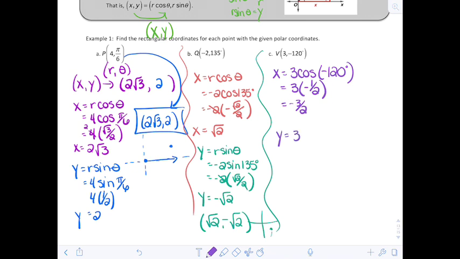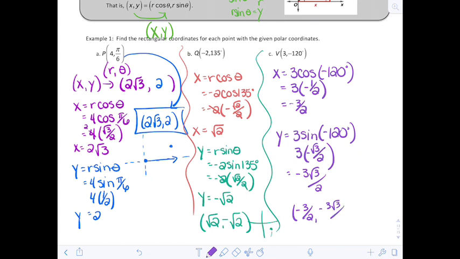And then y is going to be 3 times the sine of negative 120. Sine is also negative in the third quadrant with a reference angle of 60. That's going to be root 3 over 2, which is negative. And so that's going to be negative 3 root 3 over 2. So the rectangular coordinates would be negative 3/2 and negative 3 root 3 over 2. And again, think about your quadrants. If you were to overlay the xy axis on there, that would be in the third quadrant. And with two negatives, these would both be in the same location.